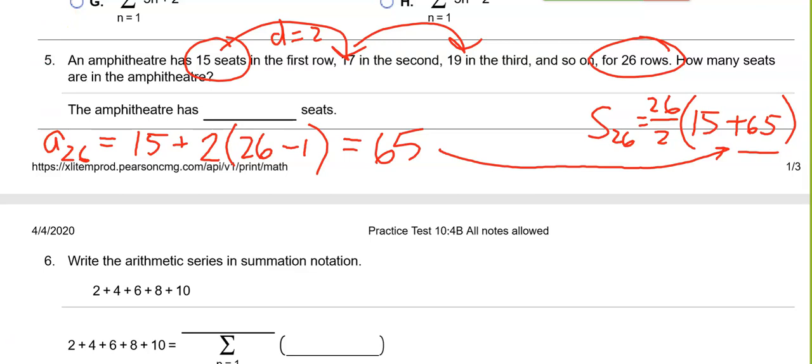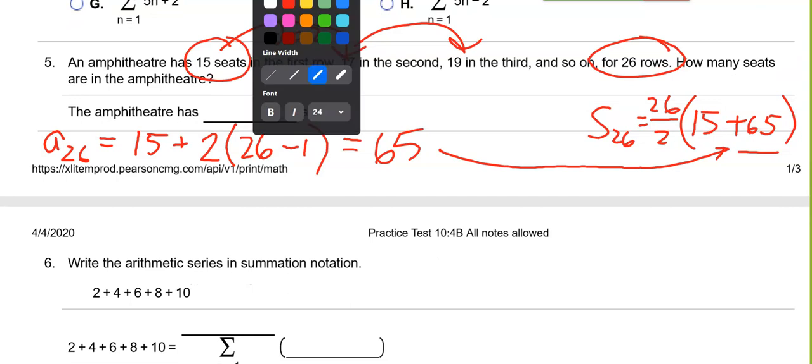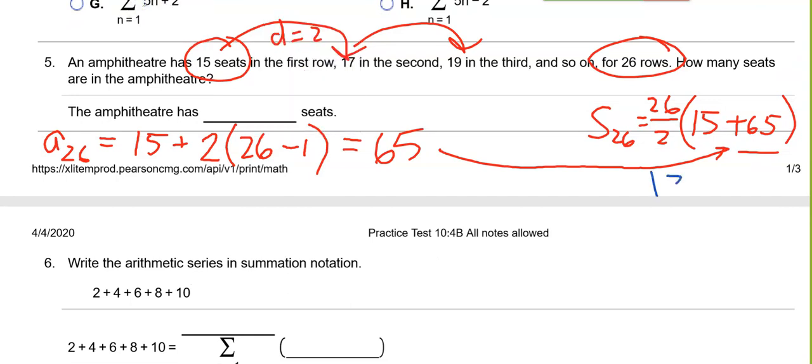All right, so now that we have that information, that would be 13 times 80. 15 plus 65 is 80, and then 80 times 13 gives me 1,040. And if you really want to just plug it into the calculator, just make sure you use parentheses around it and let it do the work.